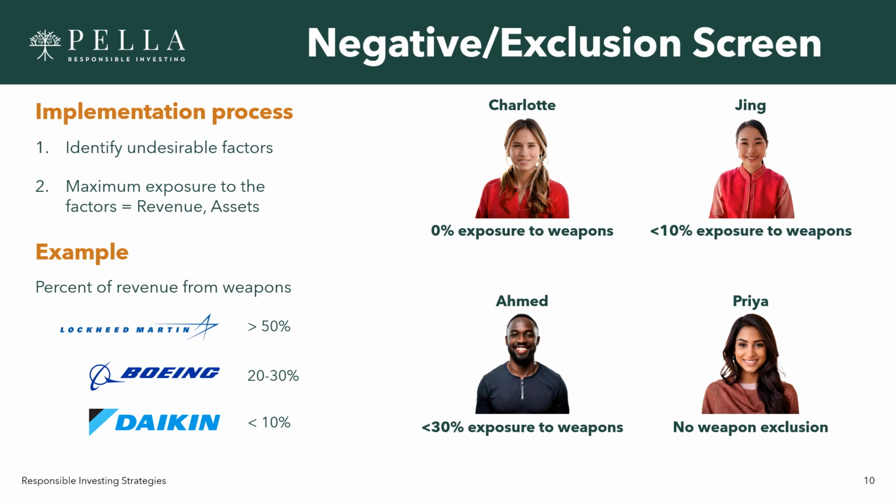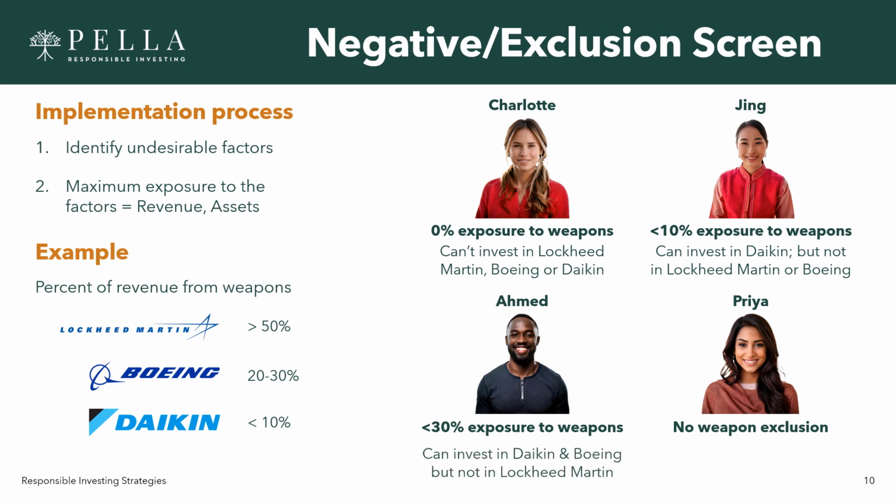Based on these preferences, Charlotte would avoid investing in Lockheed Martin, Boeing, and Daikin. Jing could invest in Daikin, but not in Lockheed Martin or Boeing. Ahmed could invest in both Daikin and Boeing, but not Lockheed Martin. Priya would consider investing in all three companies. This scenario highlights how exclusion screening creates definitive boundaries for investments. Essentially, this strategy limits the pool of investable assets to reflect personal values.